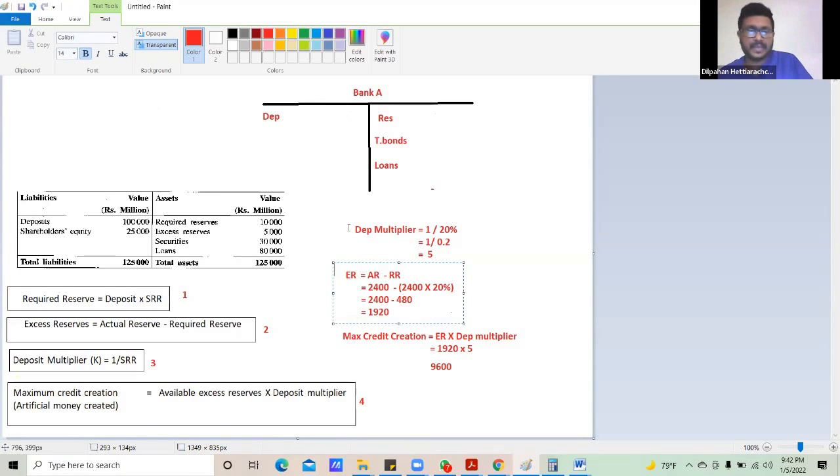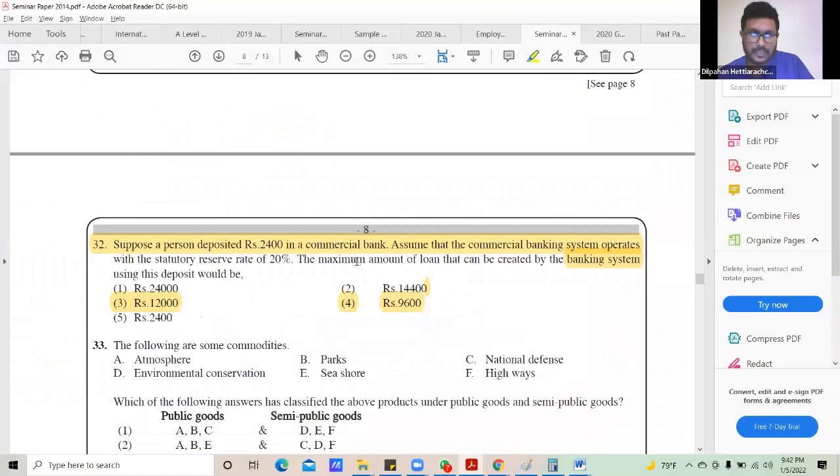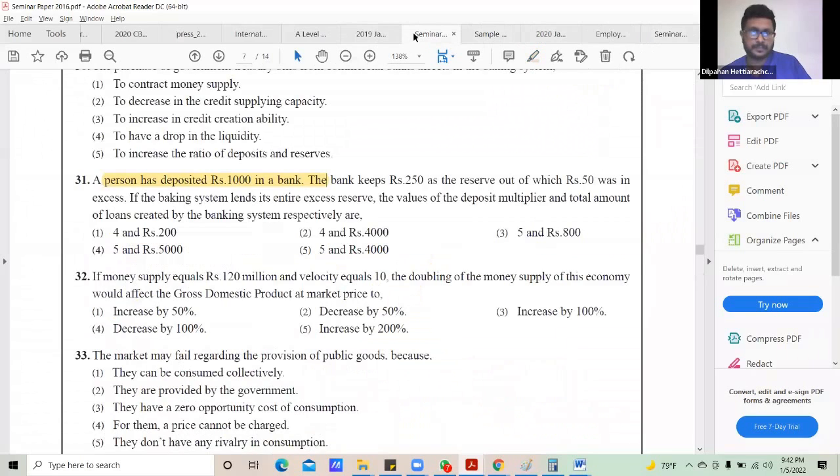This 1,920 is the credit creatable amount, the money you can use for credit creation. Then separately you calculate the multiplier, which is 5, and simply multiply 5 by 1,920 to get the answer for credit creation. The question asks about the maximum loans that can be created, maximum credit creation. The answer is 9,600. Clear? I hope you're clear. We'll go for another question.